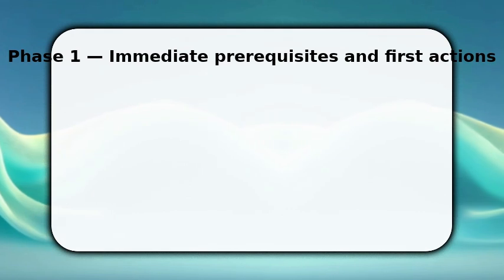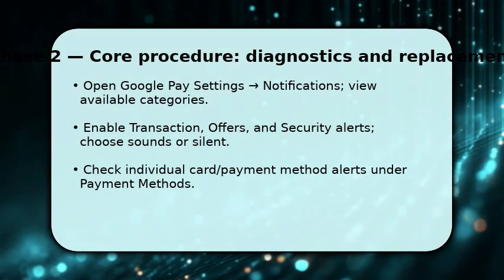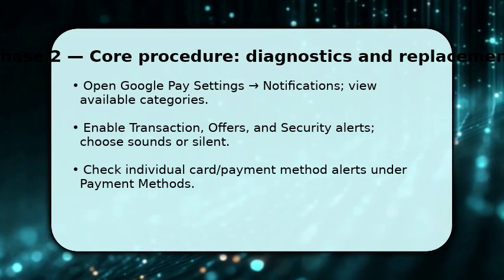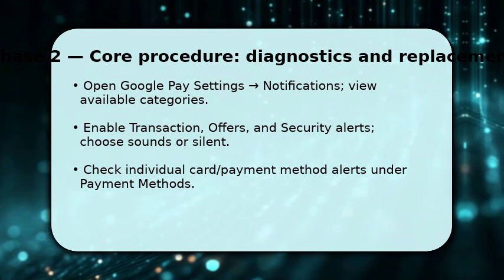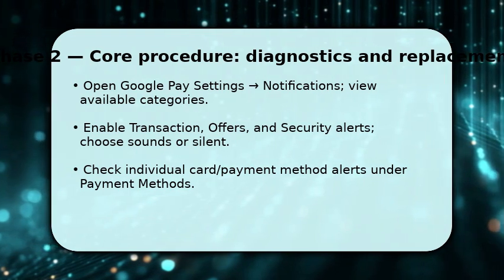Next, tap Settings inside Google Pay and find Notifications. You want to choose what types of alerts matter. Enable transaction and security alerts first, because these are primary. For offers and rewards, toggle separately, turn on sound, or choose silent depending on your preference.